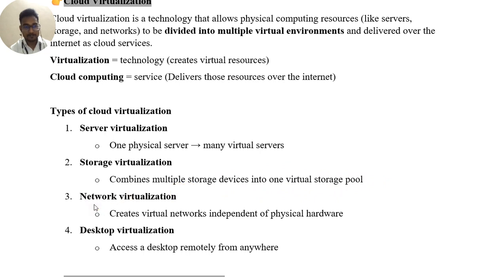Third is network virtualization, which creates virtual networks independent of physical hardware. Fourth is desktop virtualization, which lets you access a desktop remotely from anywhere. So the types are: number one, server virtualization; number two, storage virtualization; number three, network virtualization; and number four, desktop virtualization.